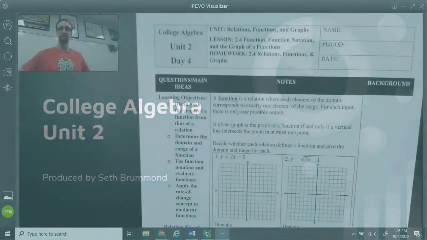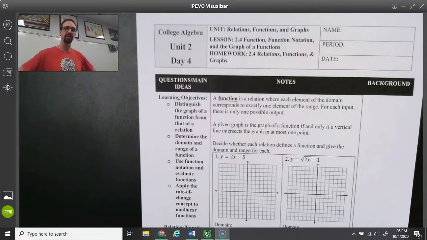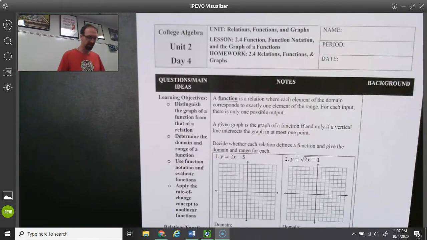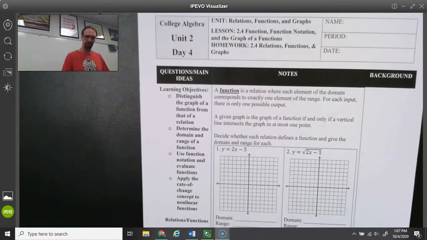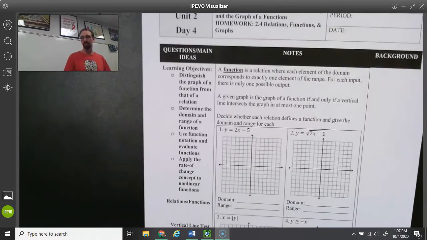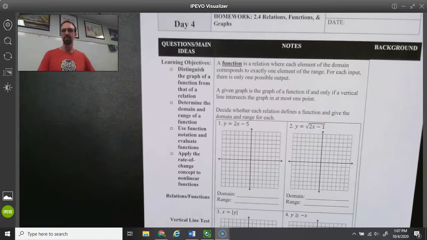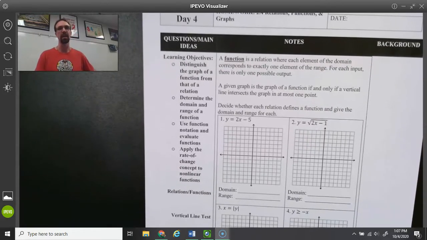This video focuses on function notation and the graph of a function. This particular video is going to really get in deep into the graphing part for this chapter, as we talk about what a function really means. So a function is a relation, we talked about relations earlier, where each element of the domain corresponds to exactly one element of the range.